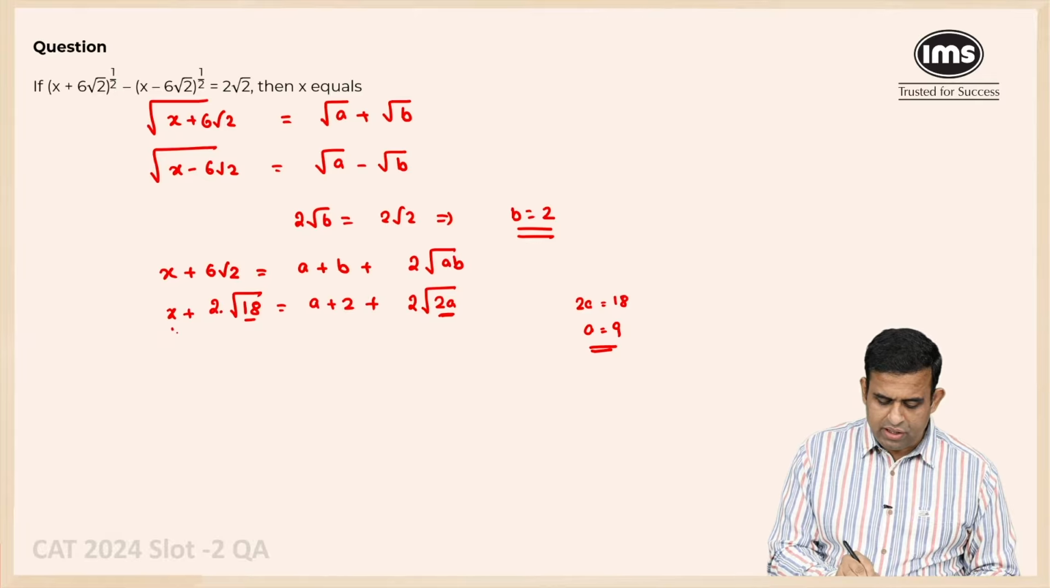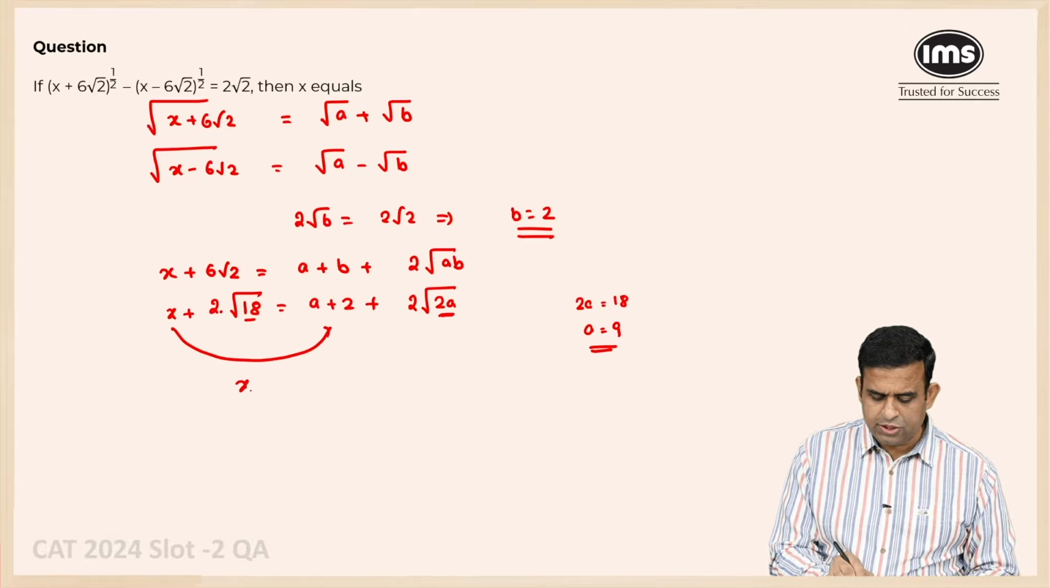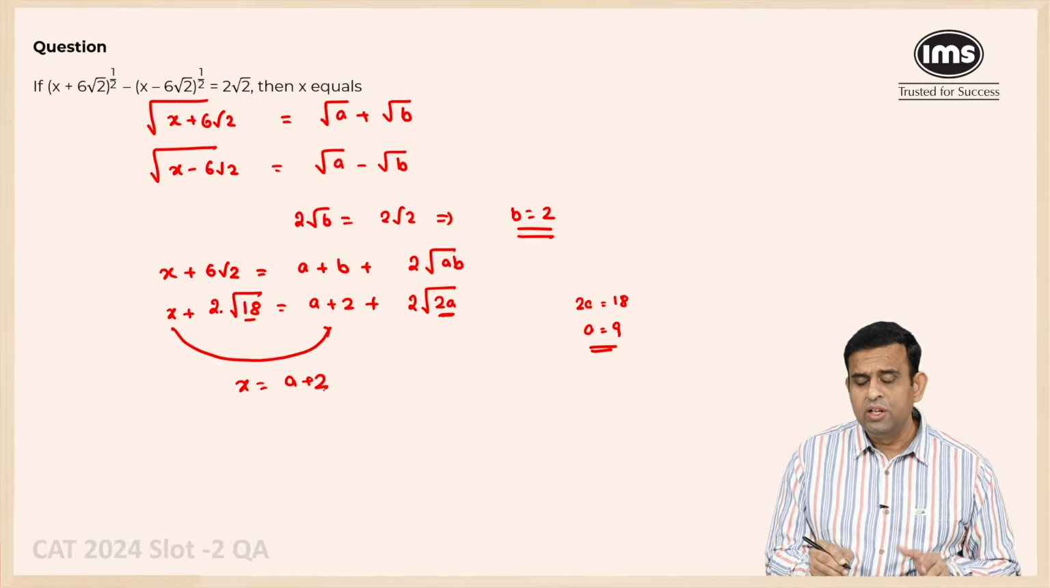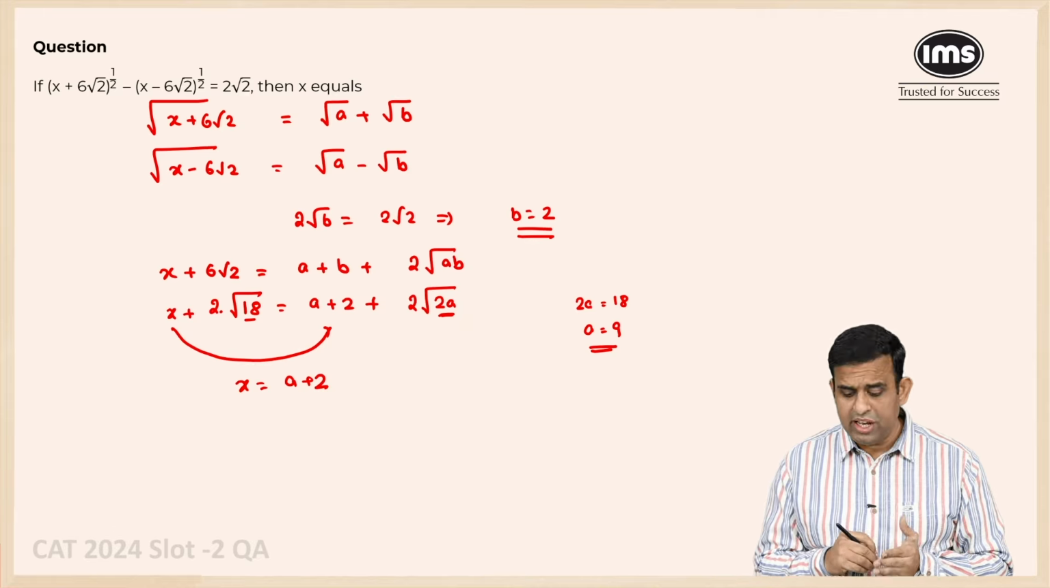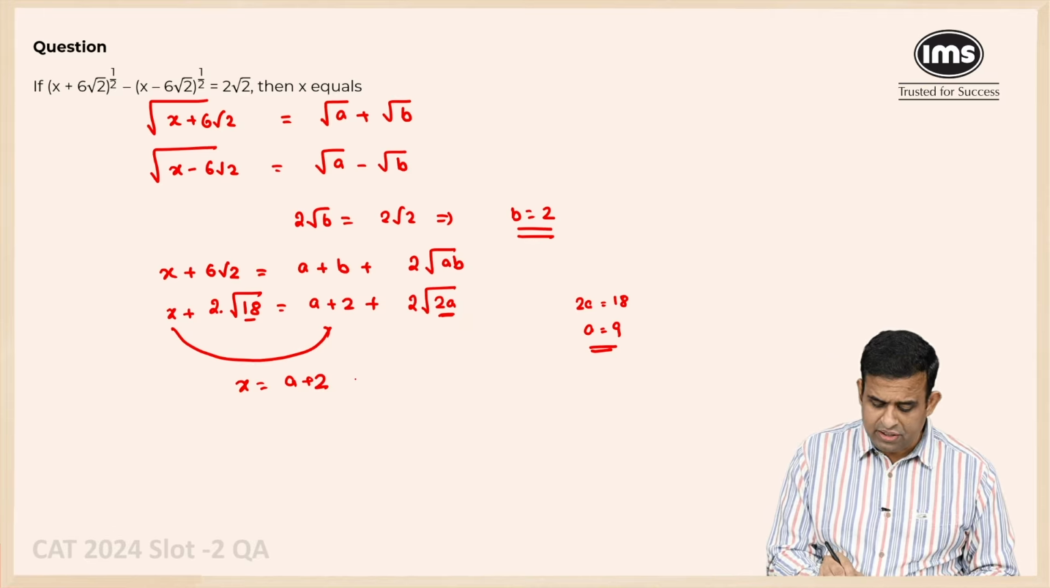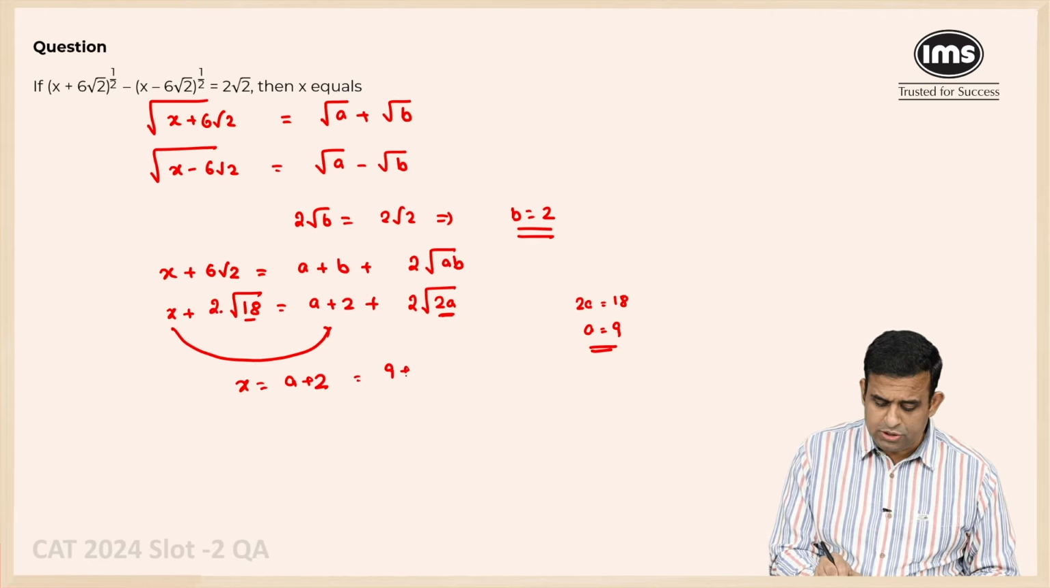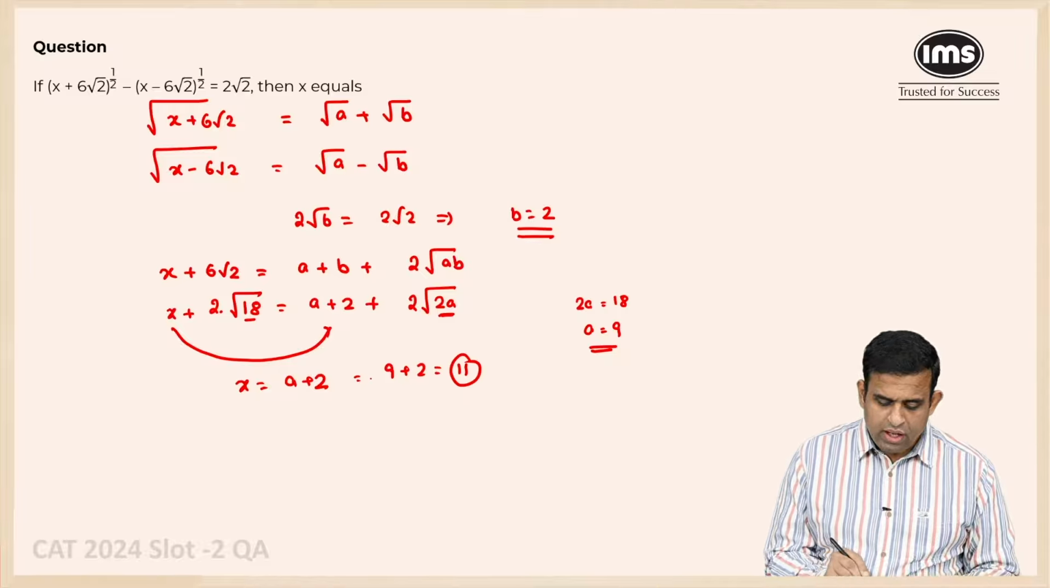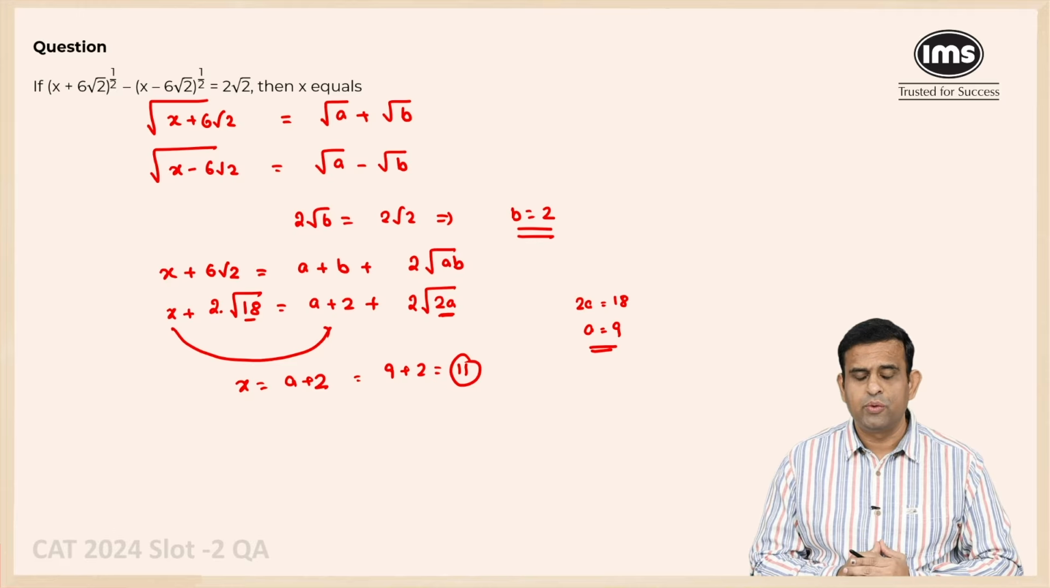And if I now compare the rational part, x should be equal to a plus 2, and since a comes out to be equal to 9, a plus 2 will become 9 plus 2, giving you 11. Hence 11 is the answer for this particular question.